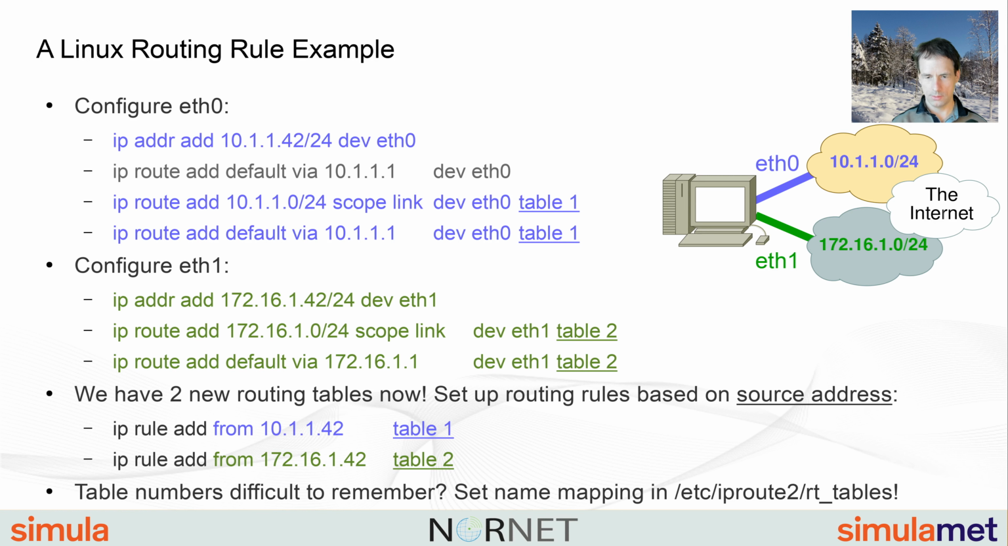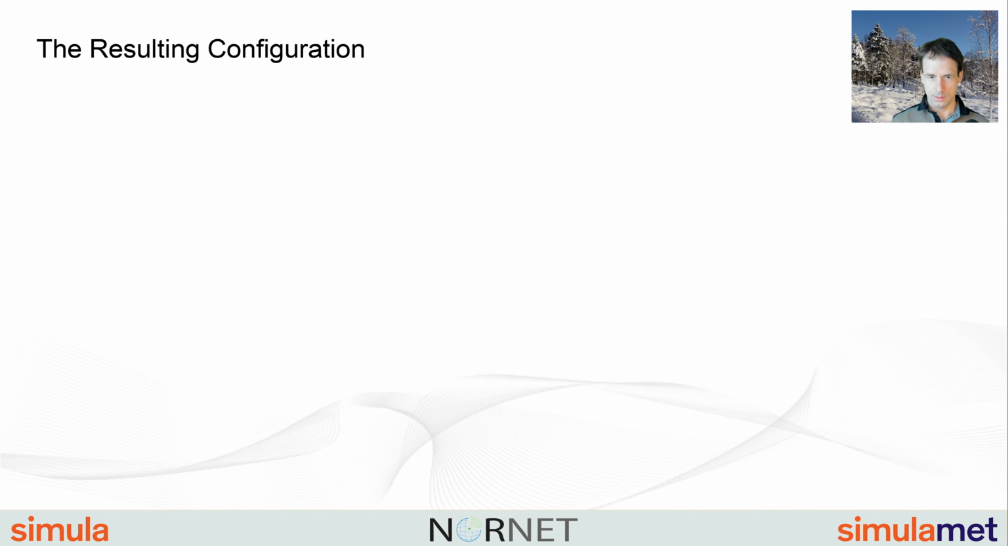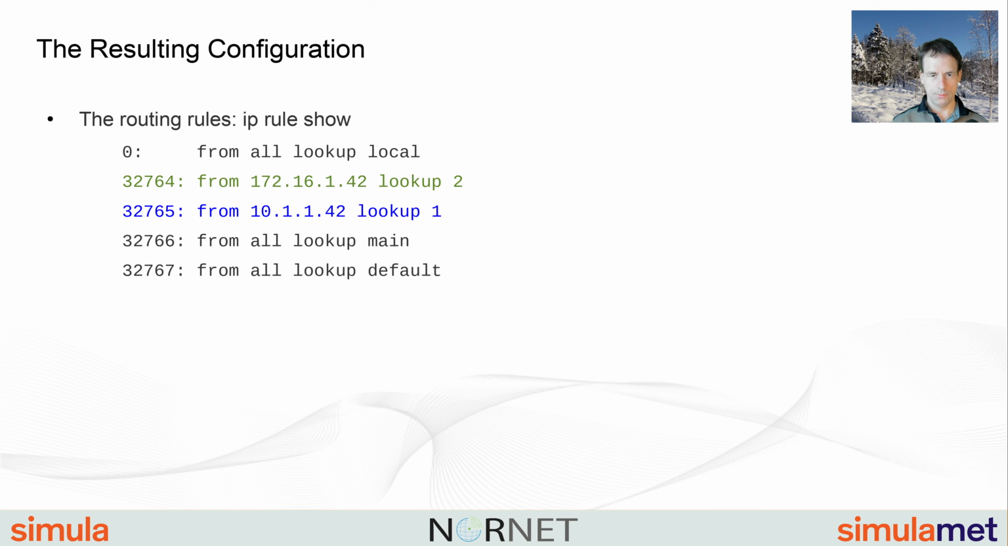Important to mention is we have now table number 1 and table number 2, but of course you can also give these tables symbolic names. For example, label them after the internet service providers, for example Optus and Telstra. So let us look what we have configured now. We have routing rules, particularly selecting table number 1 or table number 2 according to the source address of Ethernet 1 and Ethernet 0.